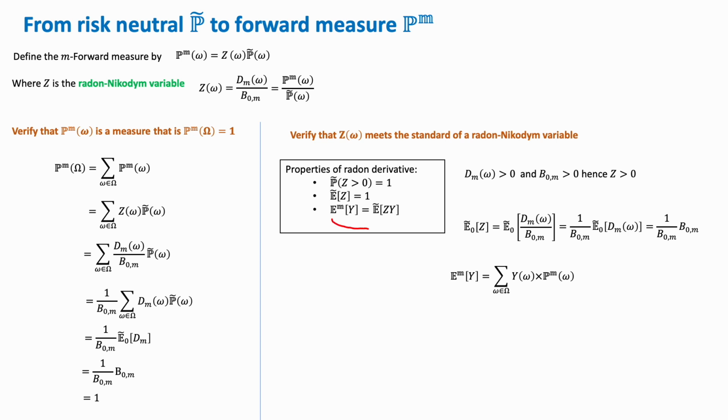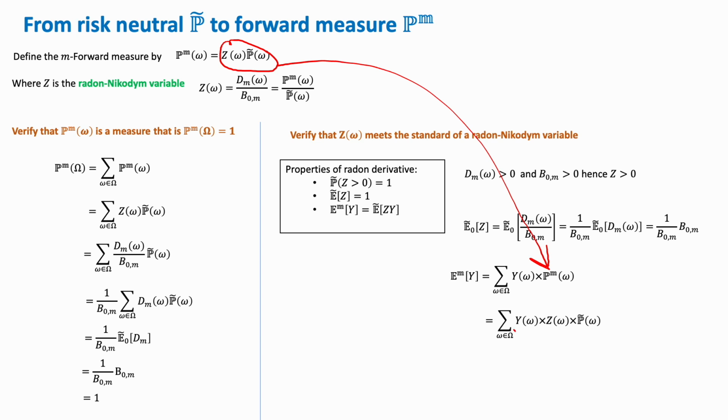So let's try to compute this. The expected value under the forward measure M of a random variable Y is nothing but all the Y elements multiplied by their probabilities, right? Nothing too mysterious here. And then we can replace this by P M. This is just a relationship. There is nothing that we don't know.